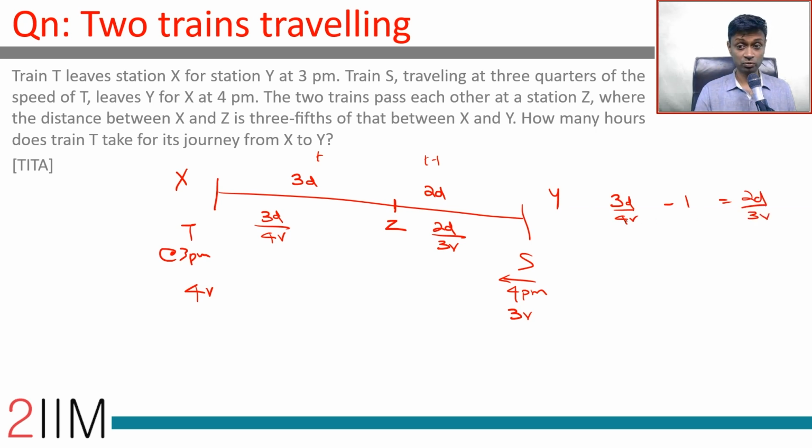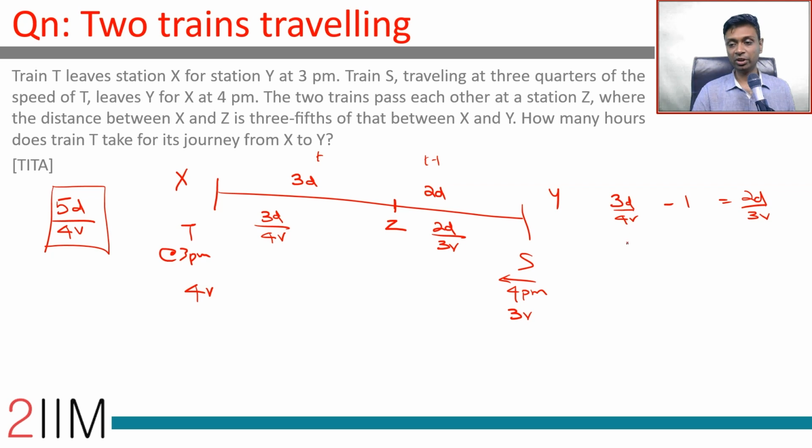This much we know. How many hours does the train T take for its journey from X to Y? X to Y, the distance is 5D. The speed is 4V. 5D by 4V. This is what we need to find. This is what we know. Right, so if we find D by V, we are through.